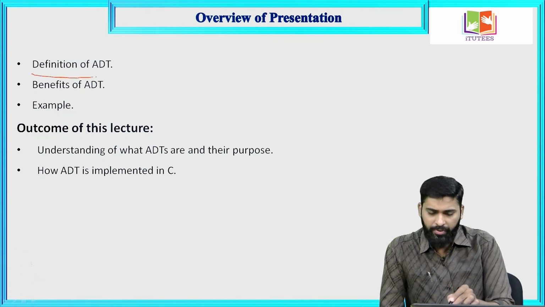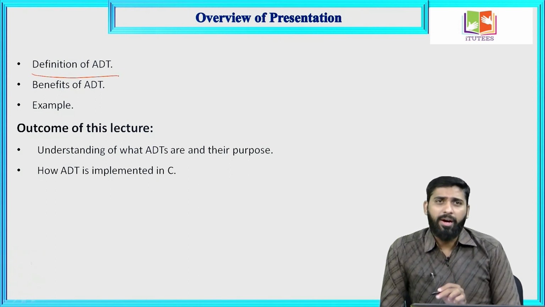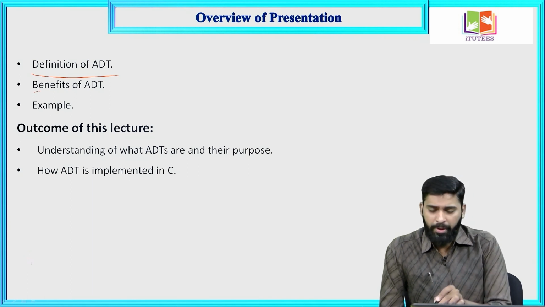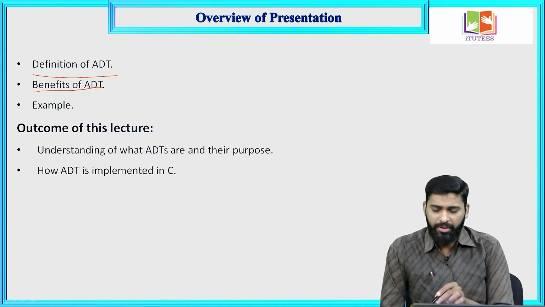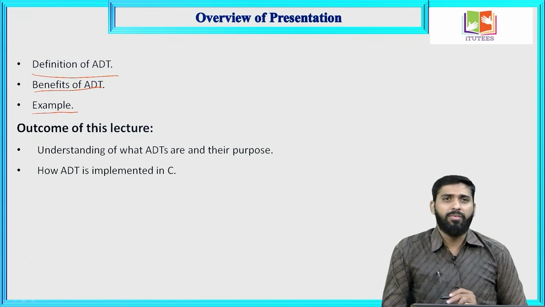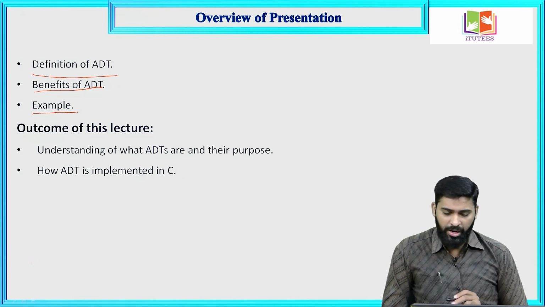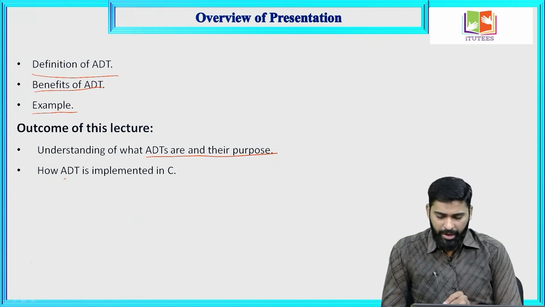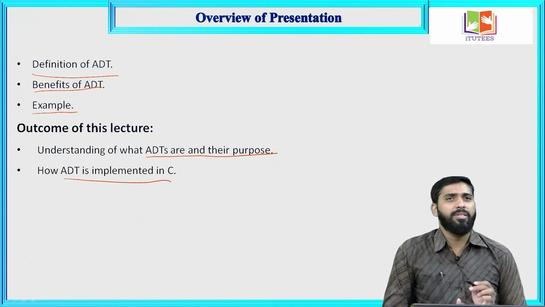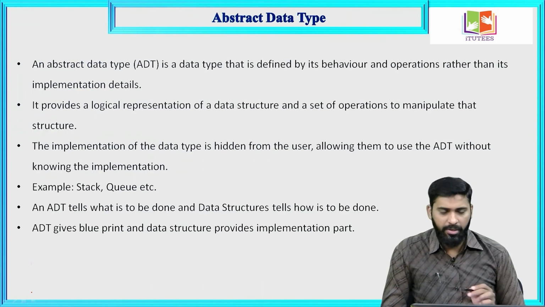After that we learn about what are the benefits we have because of abstract data type, and we discuss ADT with one example. So the outcome of this lecture is understanding of what ADTs are and their purpose, and we learn about how to implement ADT in C. Okay, these are the outcomes of this class.